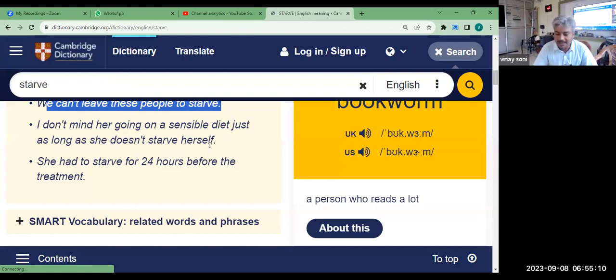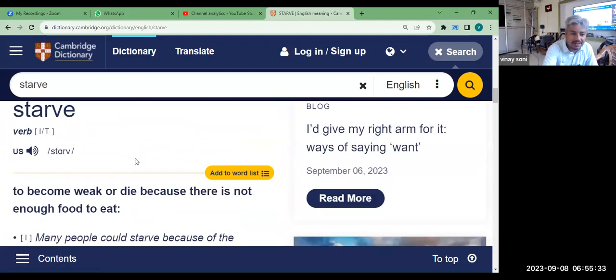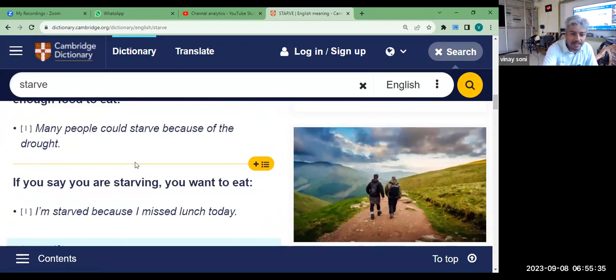Some girls are so obsessed with this slim figure that they don't eat even when they're hungry, because they don't want to be fat. They want to be slim. Even though they're hungry, they don't eat. And we can say that they are starving themselves. So starve as a verb.